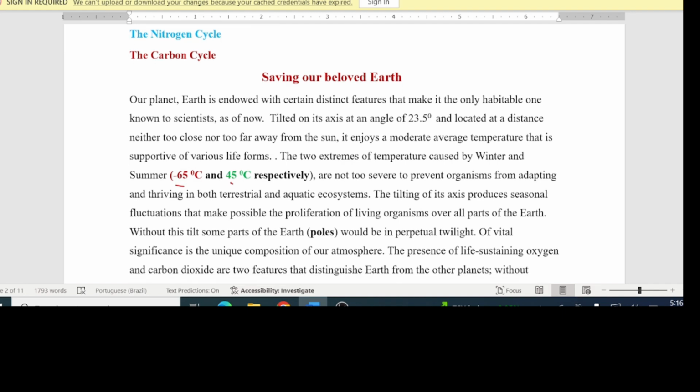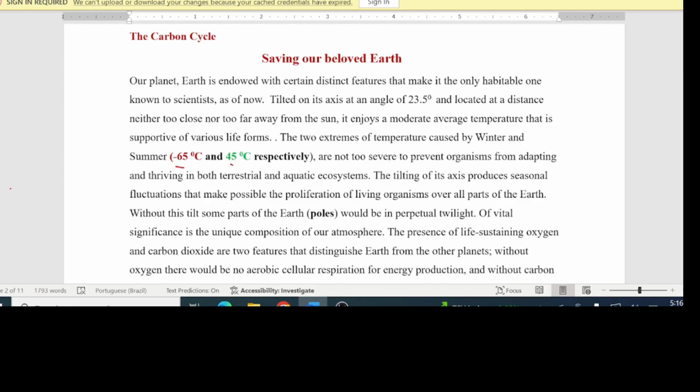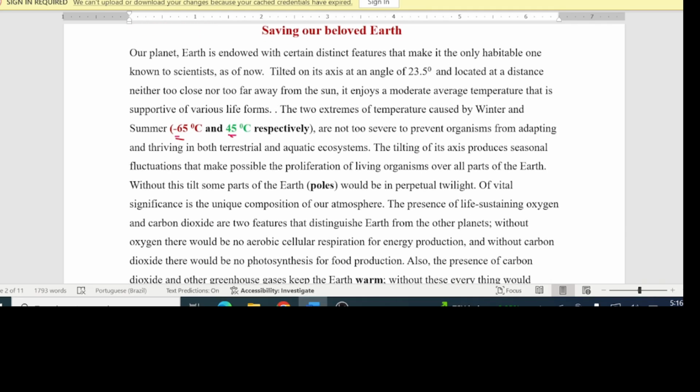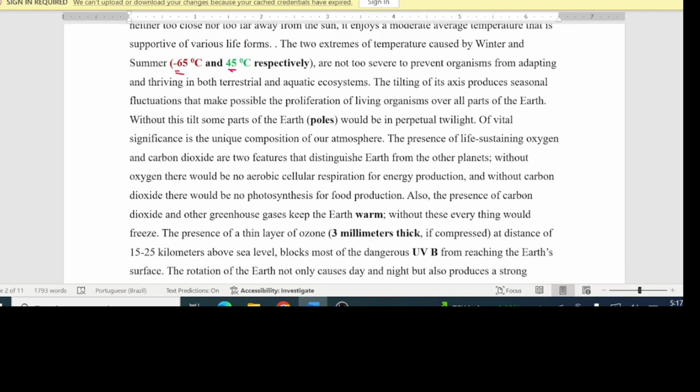The two extremes of temperature caused by winter and summer, of course these are the two temperatures here, negative 65 degrees Celsius and 45 degrees, respectively, are not too severe to prevent organisms from adapting and thriving in both terrestrial and aquatic ecosystems. The tilting of its axis produces seasonal fluctuations that make possible the proliferation of living organisms over all parts of the Earth. Without this tilt, some parts of the Earth, the poles, will be in perpetual twilight.